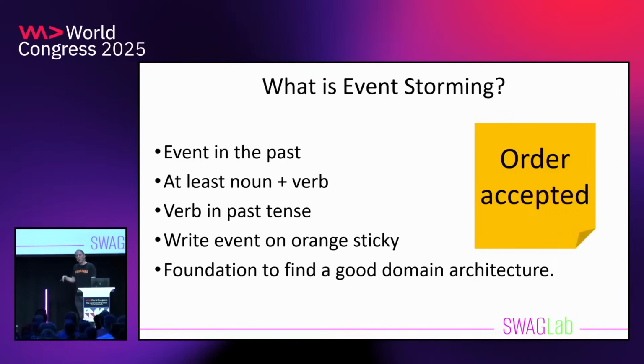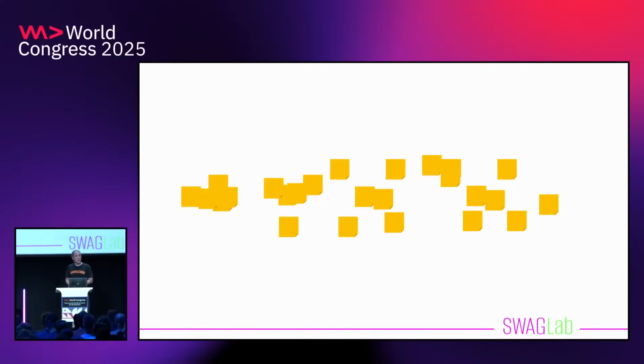So here is one event. It's the order accepted event, which means that the customer has submitted the order, and now we accepted the order, and we are going to do invoicing, and we are going to do the delivery and these kinds of things. So this is the technique that I want to talk about. And if you do that, then you end up with, well, lots of stickies on a wall or in some Miro board or whatever it is.